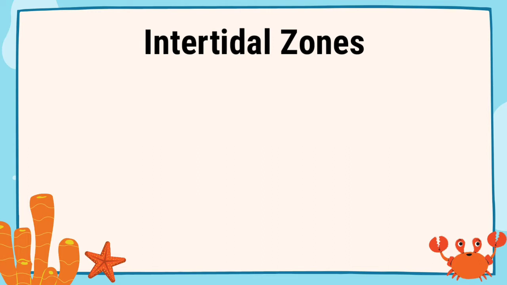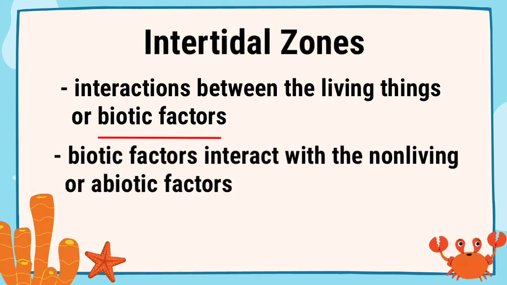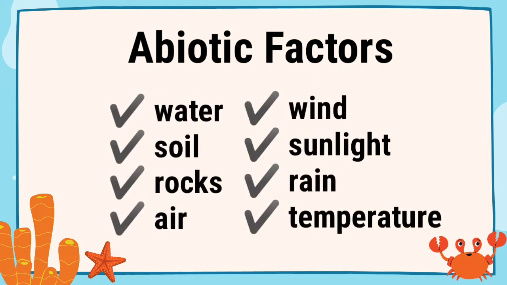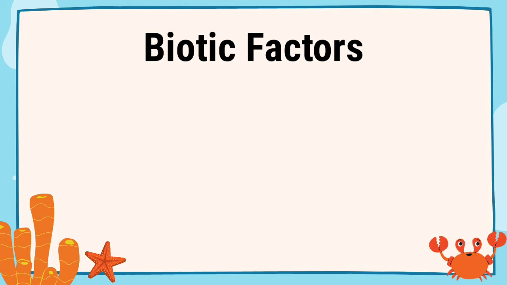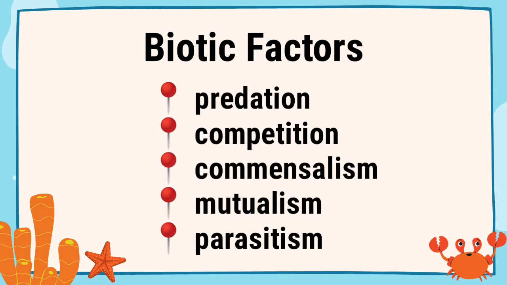Intertidal zones are influenced by interactions between the living things or biotic factors present in the area. The biotic factors refer to all the species in the area. They interact with the non-living or abiotic factors. The abiotic factors refer to water, soil, rocks, air, wind, sunlight, rain, and temperature. The biotic factors interact with each other in any of these ways: predation, competition, commensalism, mutualism, parasitism.